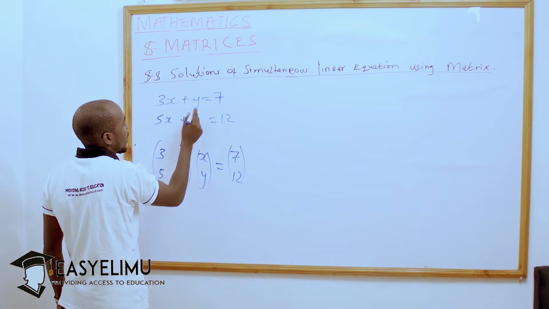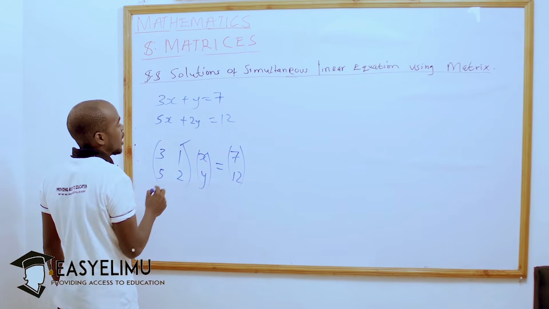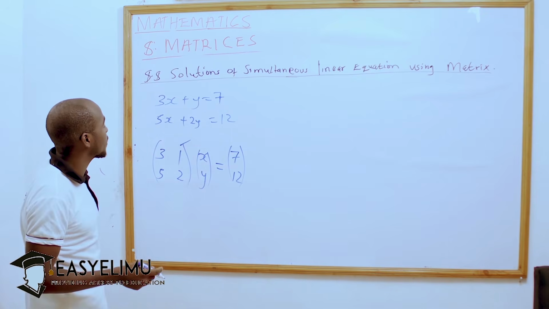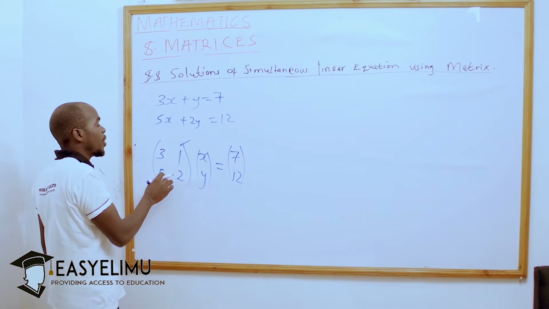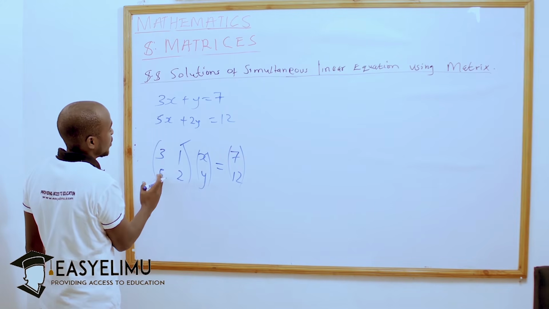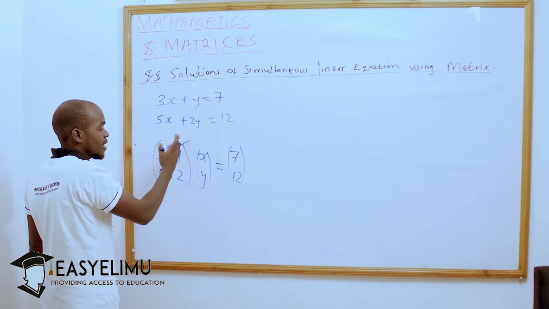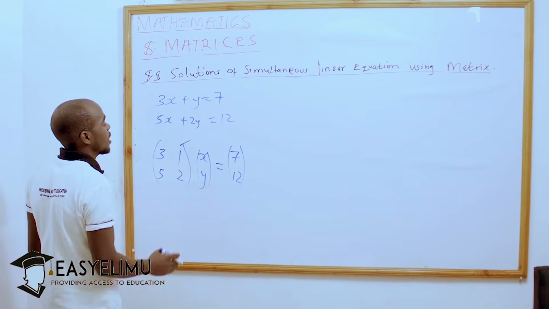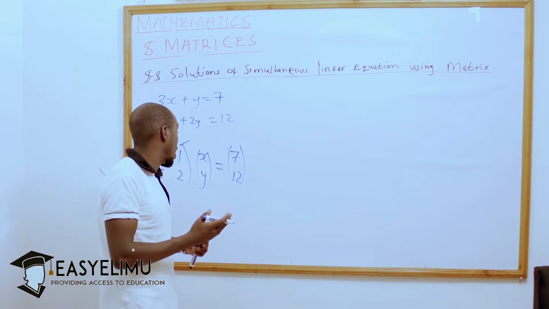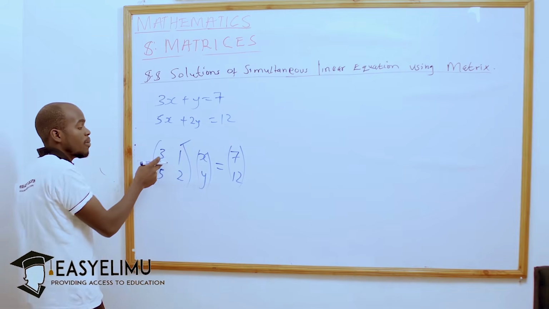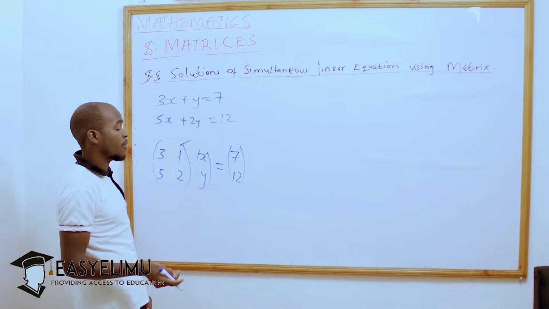So it will be 5x plus 2y. And if you cannot be confused easily, you just write where the x's will be. So you start with the first, which is for x, and the second one is for y. You start that way, and you move on and write that way. So you can now multiply and find the value of x and y.